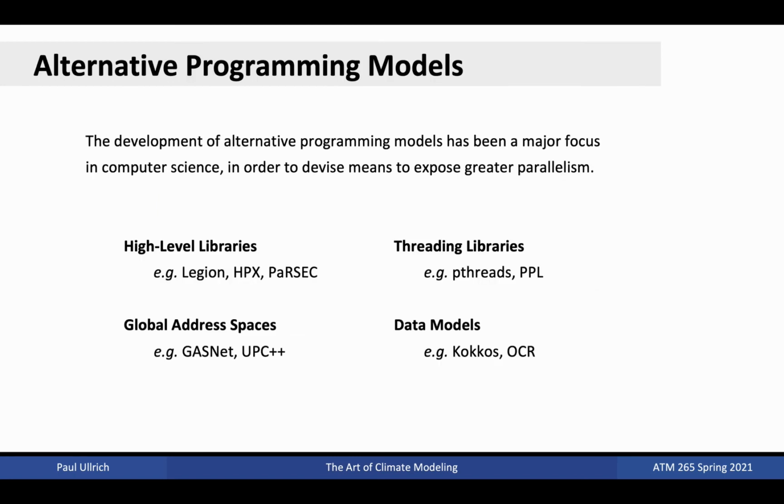Other programming models are now available that expose parallelism in new ways. For example, there are high-level libraries such as Legion, HPX, or Parsec, which allow developers to find new sources of parallelism in their codes. There are other threading libraries such as pthreads or PPL, which operate analogous to OpenMP. There are libraries that allow codes to view distributed memory as a single global address space, such as GASNet or UPC++. Finally, there are data models that allow for code portability between architectures, such as Kokkos and OCR. All of these programming models are now rising to prominence because of the pressing need to write codes that work on a variety of supercomputing architectures.